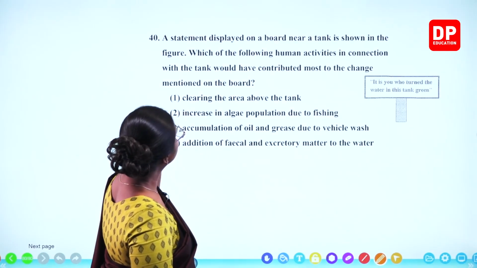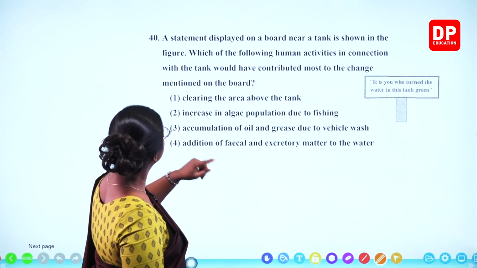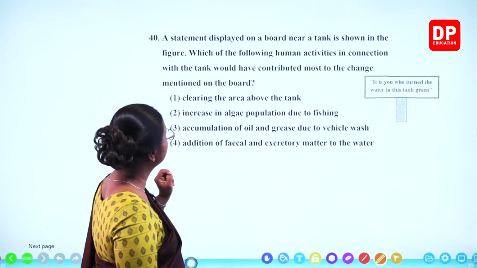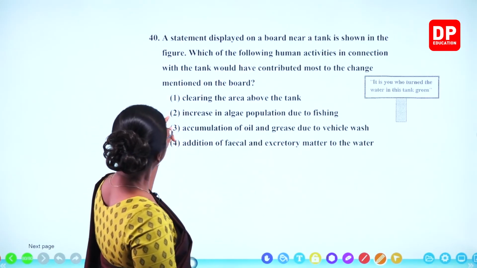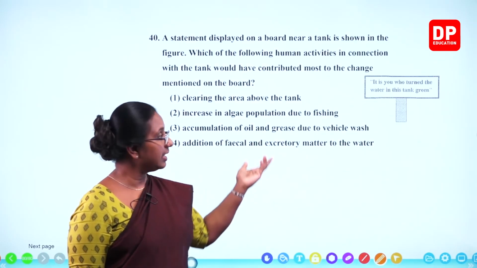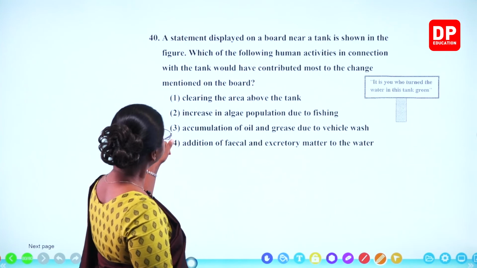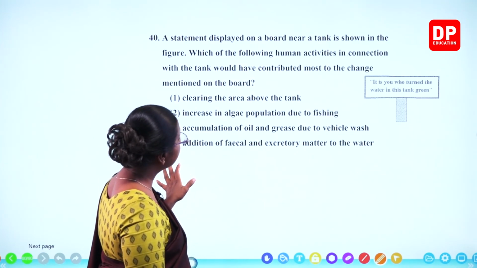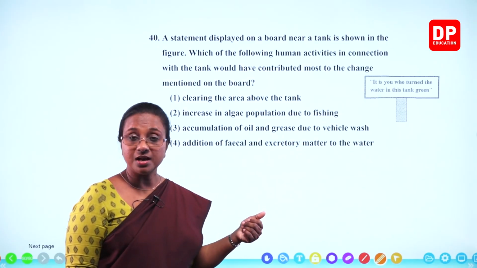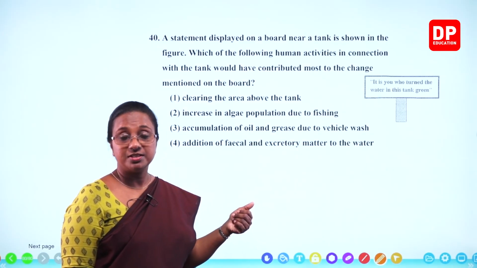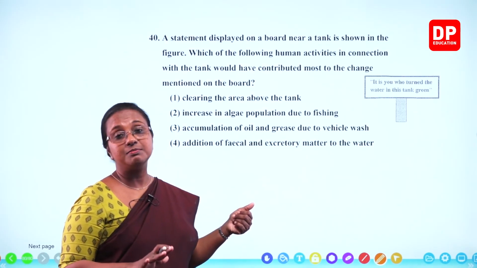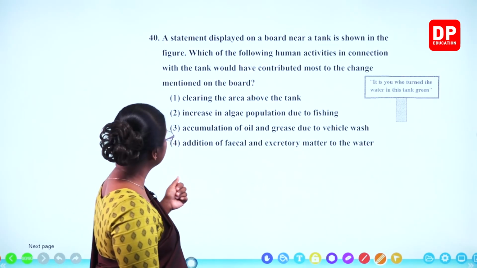Then you can see the question: which of the following human activities in connection with the tank would have contributed most to the change mentioned on the board. First one, clearing the area above the tank? No. Just because you clear the area, it doesn't become green. Increase in algae population due to fishing? No. Just because the fishes are removed, there is fishing and less fish population doesn't mean the algae population will increase.